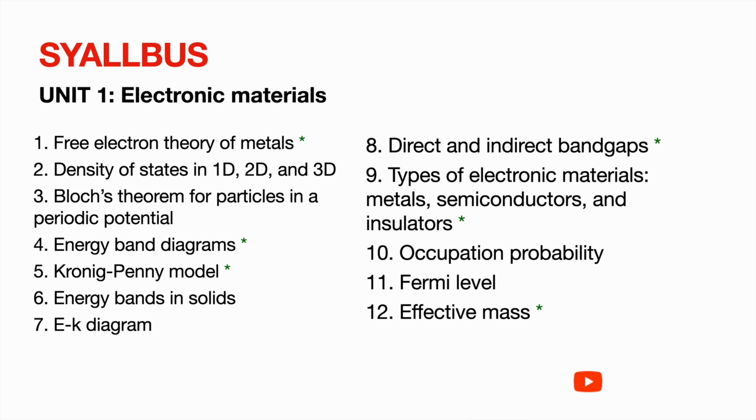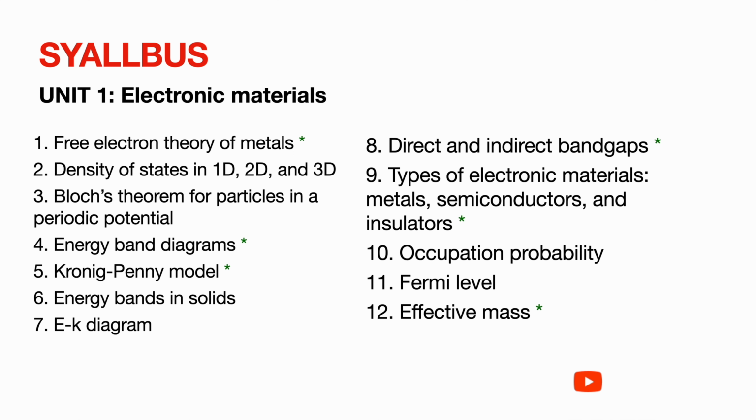The ninth is types of electronic material: metals, semiconductors and insulators. Here there is a common question on the difference between metal, semiconductor and insulator, which is also asked for 4 marks. You need to differentiate between all of them on the basis of their resistivity, conductivity, examples and other properties.